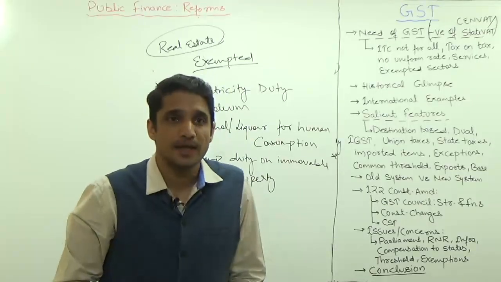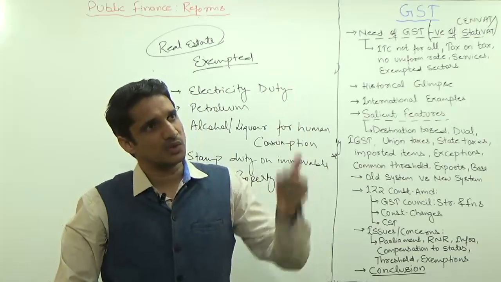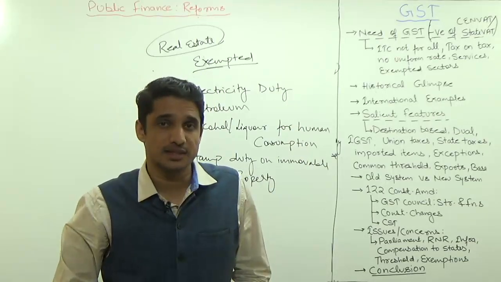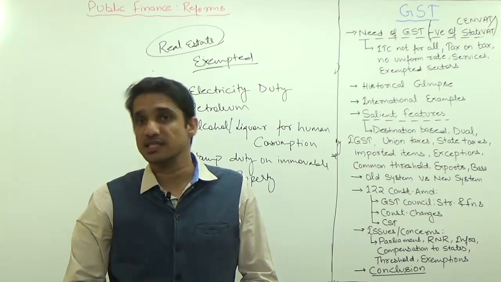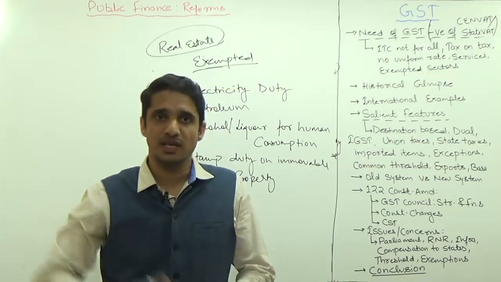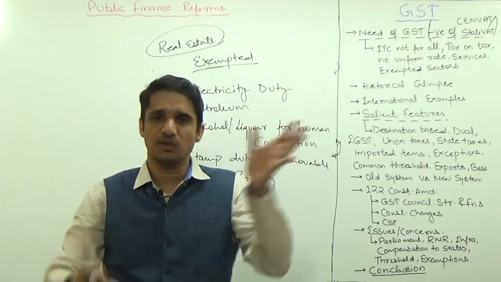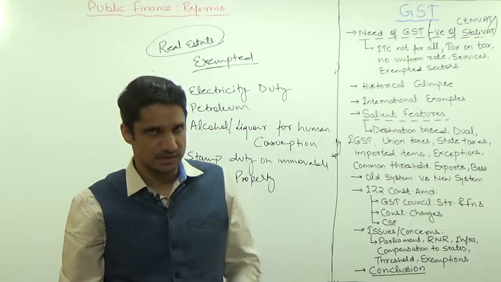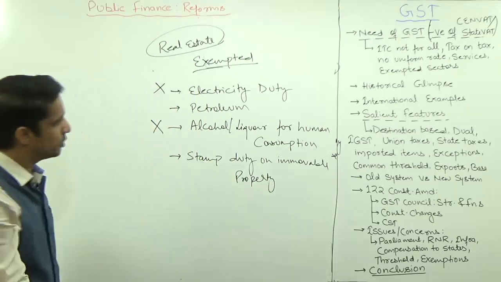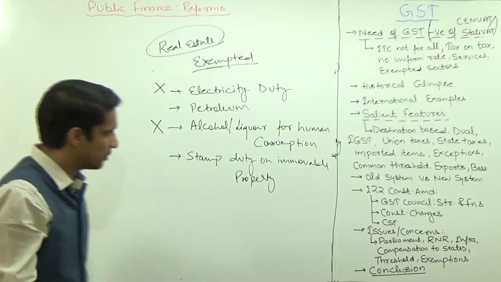What are the states saying? They are saying that the major tax collection of the union government is through direct taxes, and the major tax collection of the state government is through indirect taxes. You are subsuming indirect taxes, but you are not touching the direct taxes. This is one criticism, one issue between the union government and the state government.